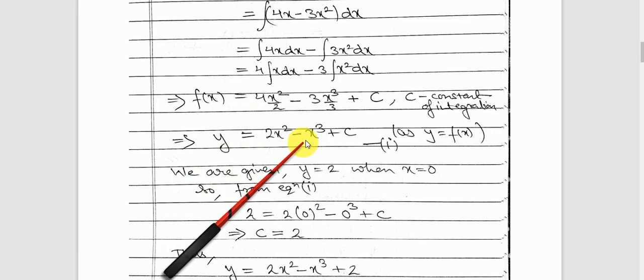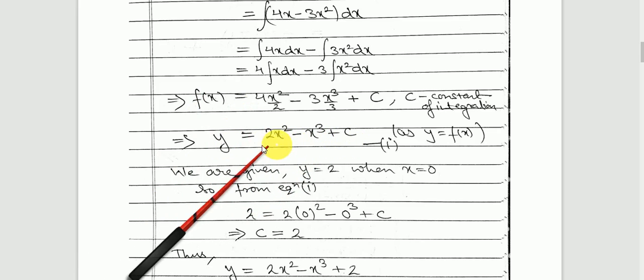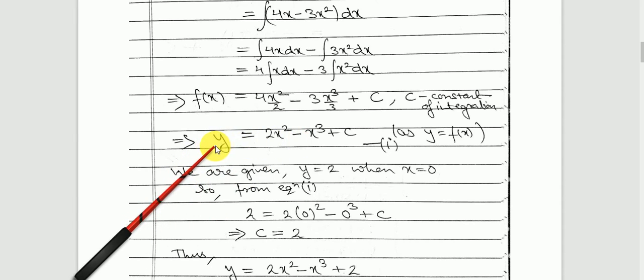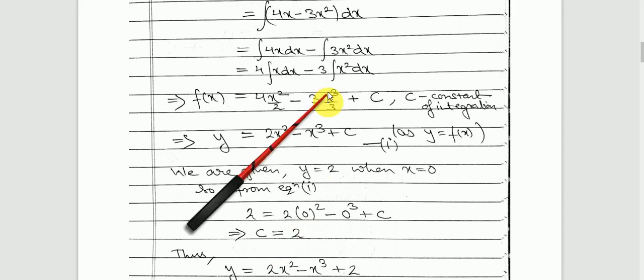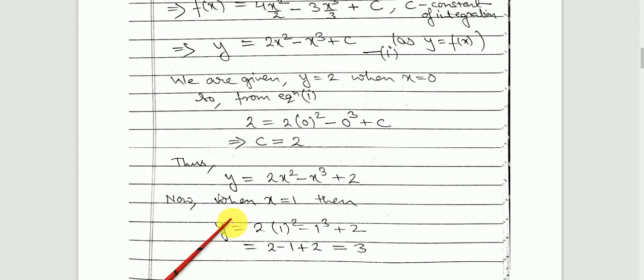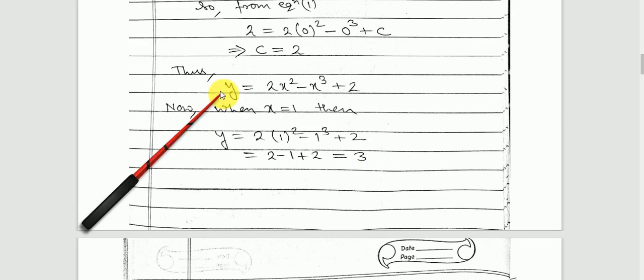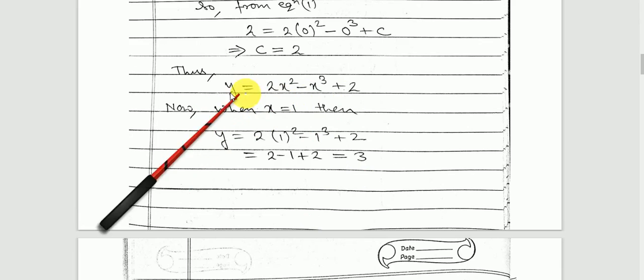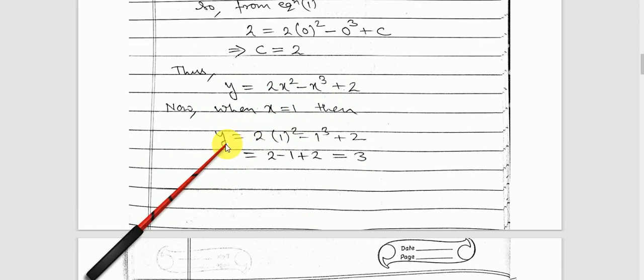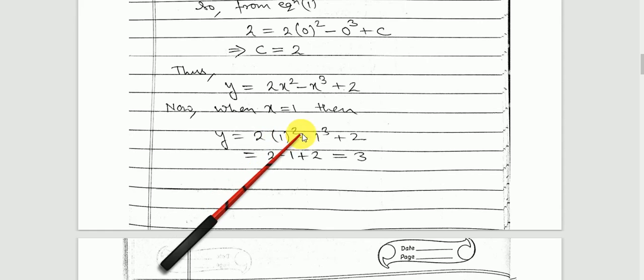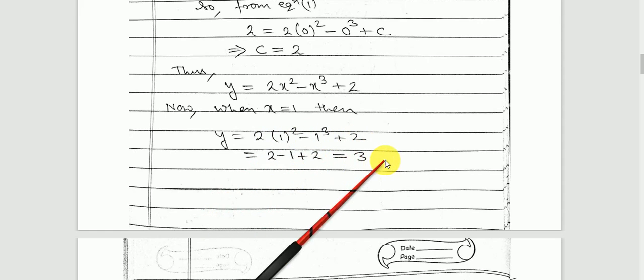So y equal to 2x square minus x cube plus c. In place of x we'll put 0, in place of y we'll put 2. In that way we will get c equal to 2. So we got the value of c as 2. Thus your function y is 2x square minus x cube plus 2, and they want the value of y when x equal to 1. So in this function we'll replace x by 1. We get y equal to 2 times 1 square minus 1 cube plus 2, that would come to 3. So y equal to 3. So you got the answer.